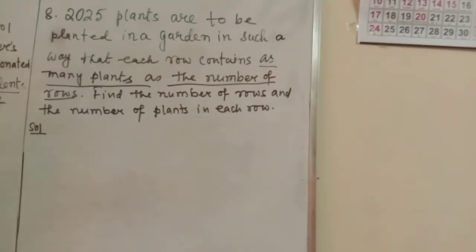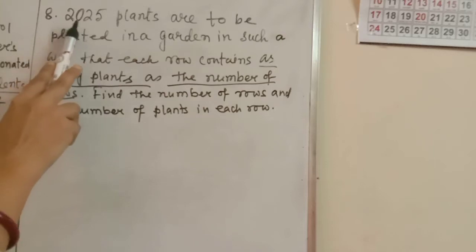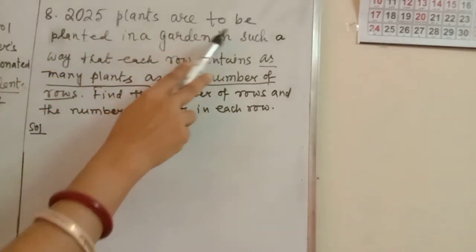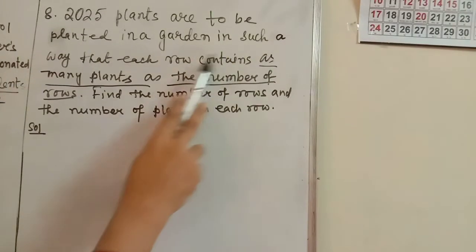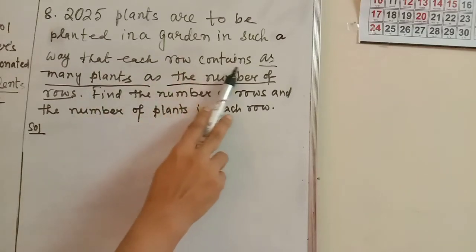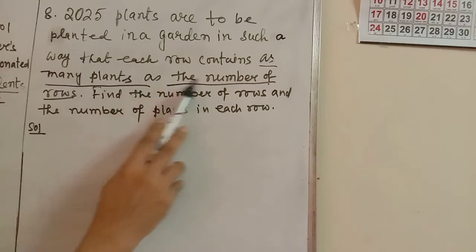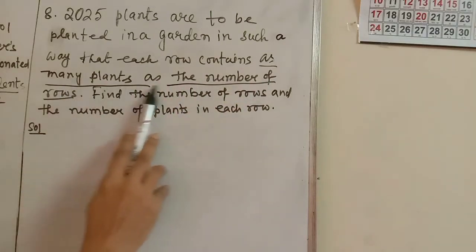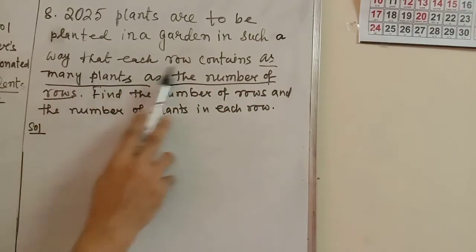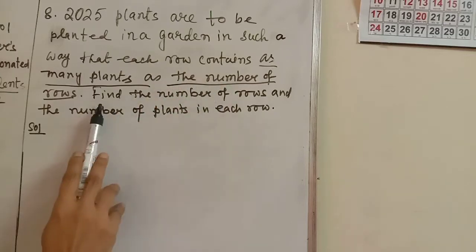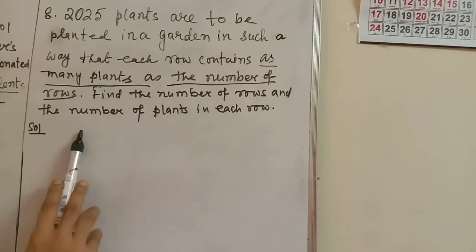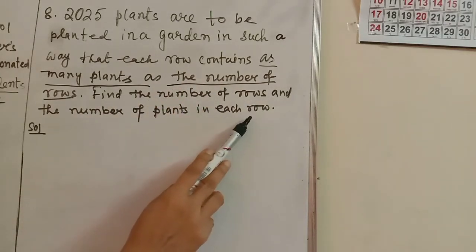Now question number 8. 2025 plants are to be planted in a garden in such a way that each row contains as many plants as the number of rows. It is the important line, so I have underlined it. As many plants as the number of rows. Find the number of rows and the number of plants in each row.